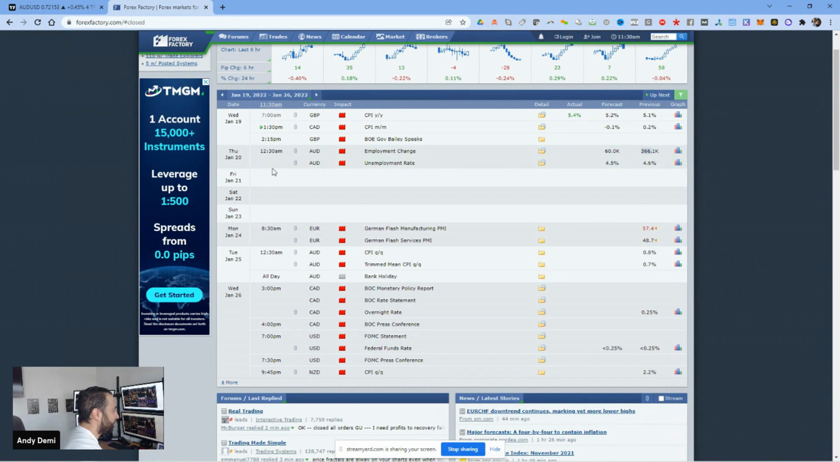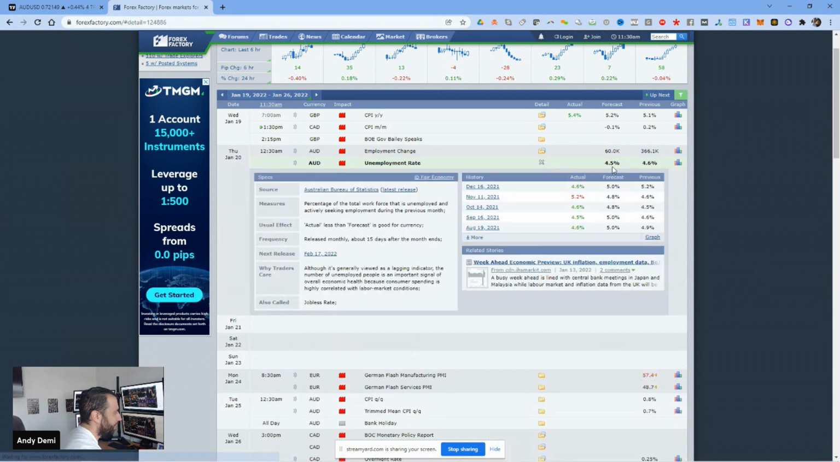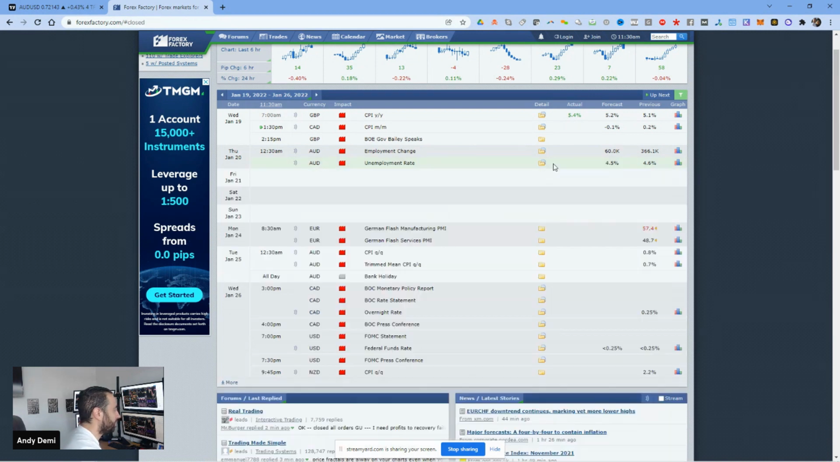Now, the other thing that we have is the unemployment rate. The unemployment rate here is also an important number. We have a prediction of 4.5%, previous number 4.6%. This measures the percentage of the total workforce that is unemployed and actively seeking employment during the previous month. Now, this is expected to go down. So a lower unemployment rate is bullish. So you're going to have to look at both numbers to represent the true economic state. We have this coming out at 12:30 UK time. Okay, so it's going to be at midnight.